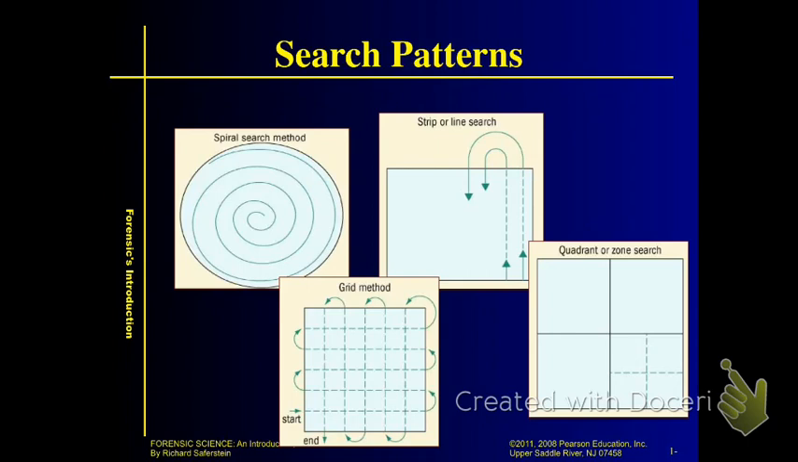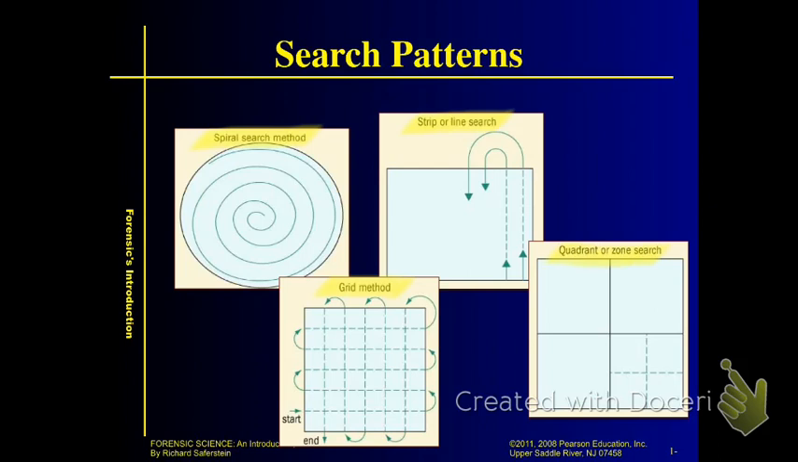The spiral search method is here. You can start in the middle and spiral out, or start at the outside and spiral in. The strip or the line search, people line up shoulder to shoulder and move in one direction across the crime scene, and then they can turn around and come back as well. The grid method, people go side to side and then up and down in a grid pattern. And then you have the quadrant or zone search.